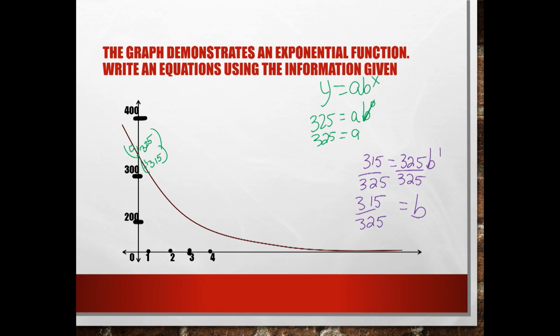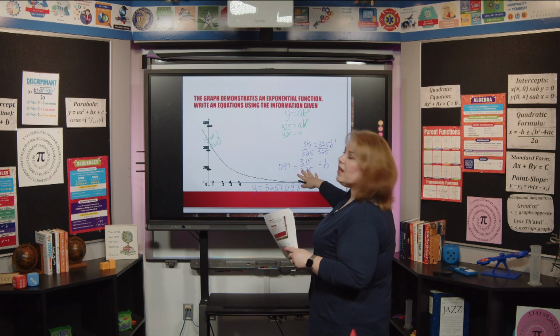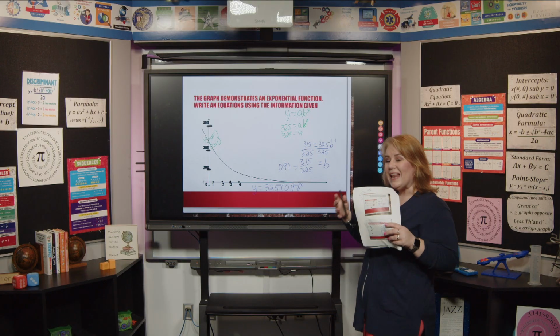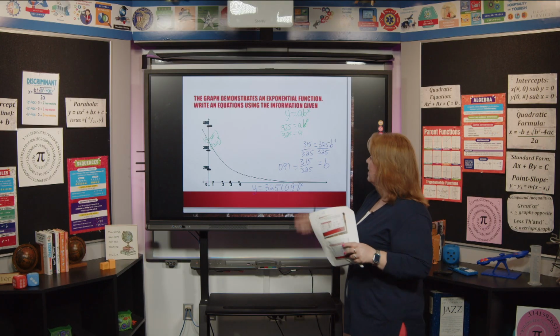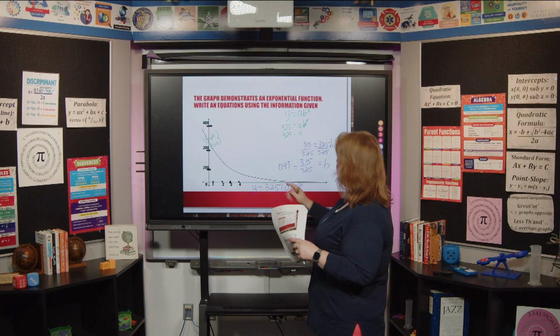Now I'm going to pretty this up. So I'm going to turn this into a decimal. So when I write this, I can write y equals 325 times 0.97 to the x. Check your work, check my work, see if we got the same thing. Did you get the 315 over 325, and then when I turn that into a decimal, did you get that it was 0.97 repeating? So we're just going to use the 0.97.